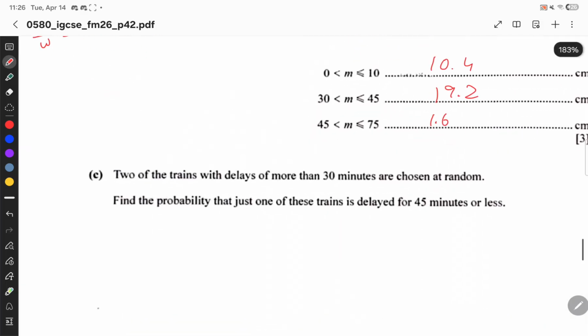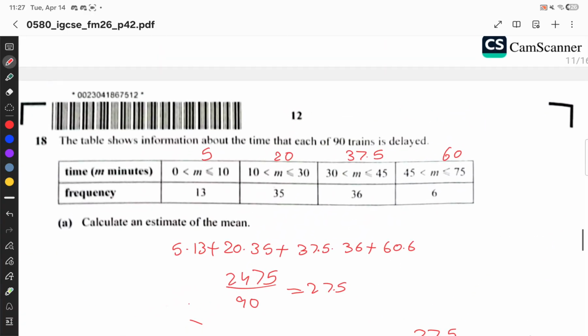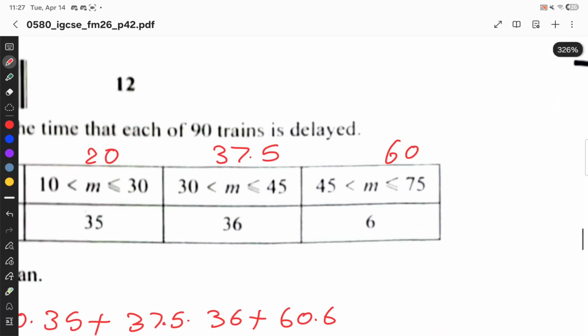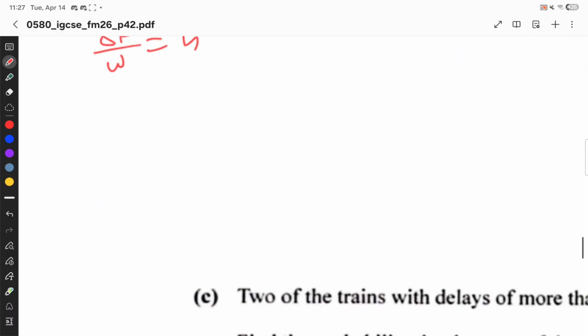Okay, 2 of the trains with delays of more than 30 minutes are chosen at random. Find the probability that just one of these trains is delayed for 45 minutes or less. So more than 30 is chosen. So the frequency would be 36 plus 6, which is 42.